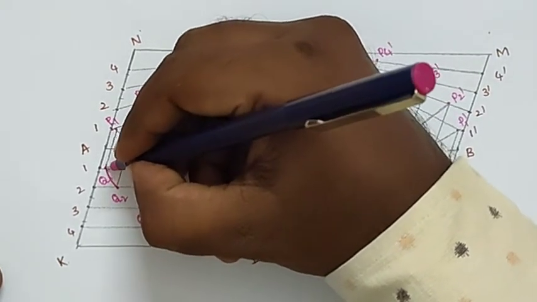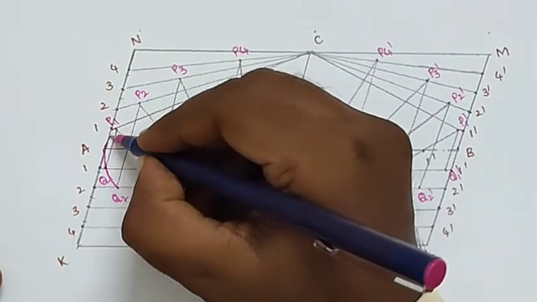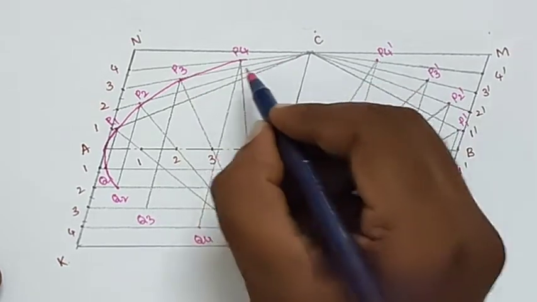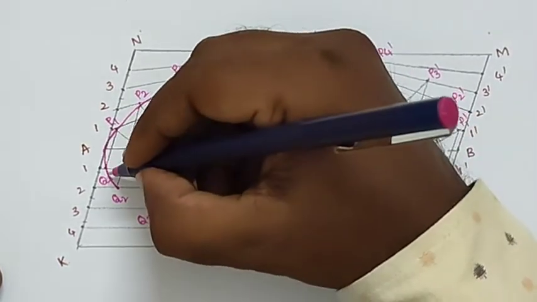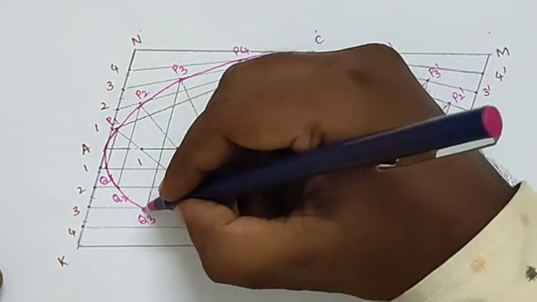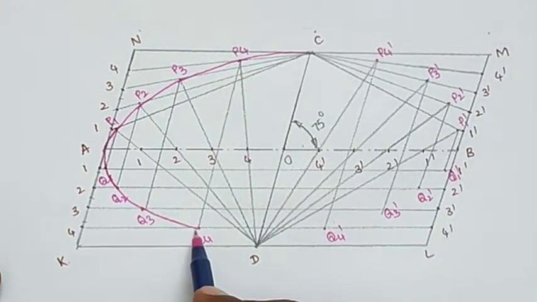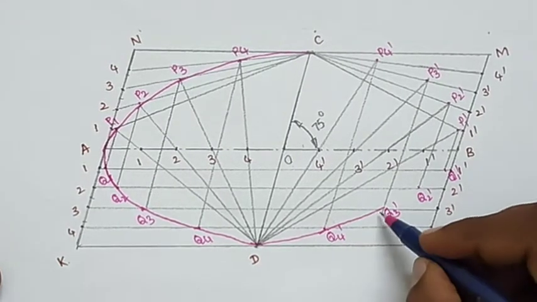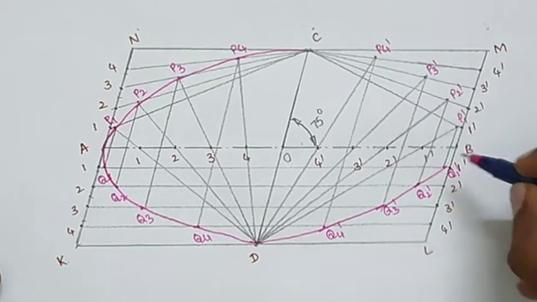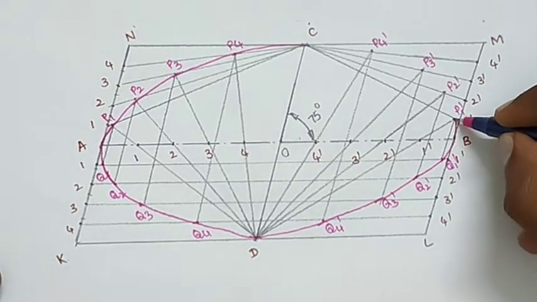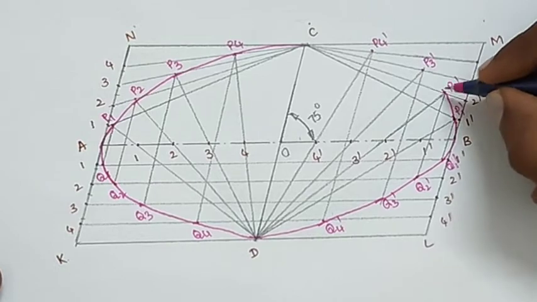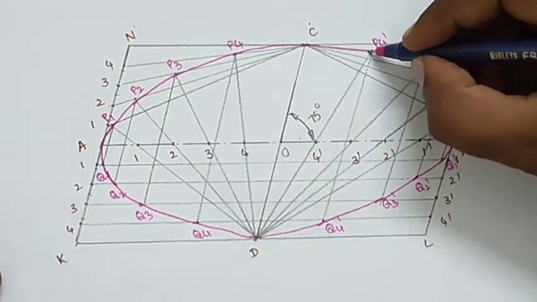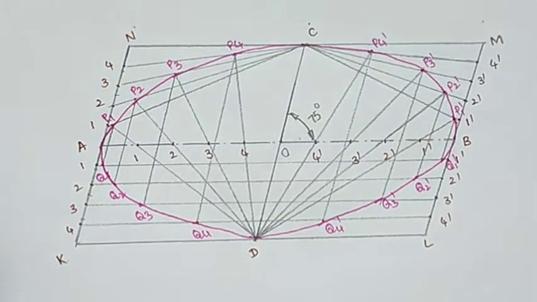Join all the points through ABCD. We will obtain a curve. That curve is known as an ellipse. So this is our required ellipse.